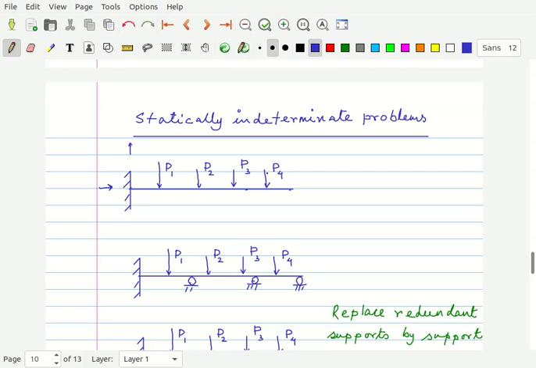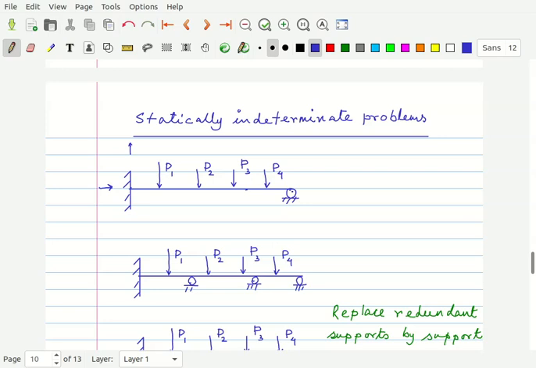So if these forces are known, then you can find out the reactions from equations of statics. Now suppose we put a roller here. Then what happens? From this roller, another unknown reaction will come which we do not know. So there will be three unknowns and two equations. So it becomes a case of a statically indeterminate problem.